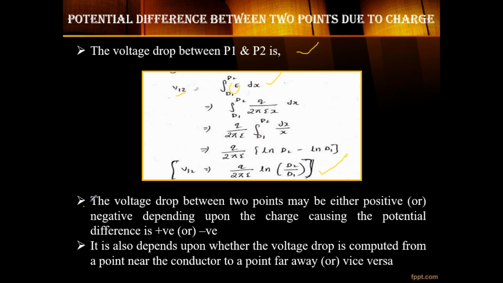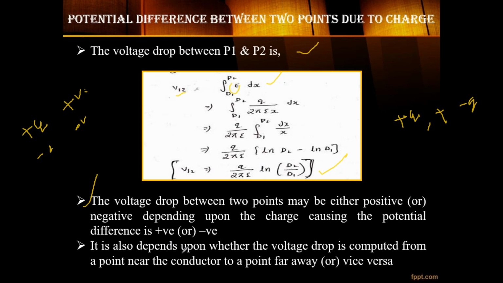Now, the voltage drop between the two points may be either positive or negative, depending on whether the charge causing the potential difference is positive or negative. If it has positive charges, then your potential difference will be positive. If it has negative charges, then you get a negative value. So if you want the total voltage, you have to calculate the voltage due to the positive charge plus the voltage due to the negative charge. Only then can we consider the total circuit value.